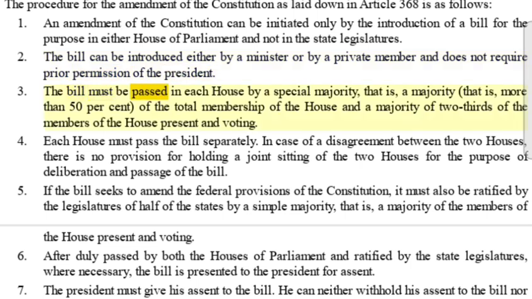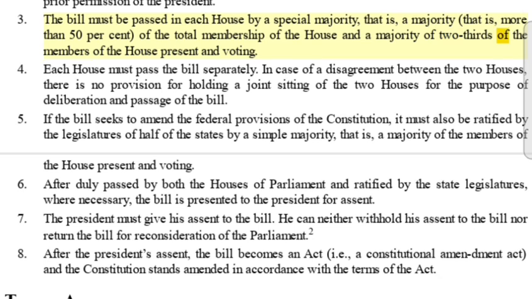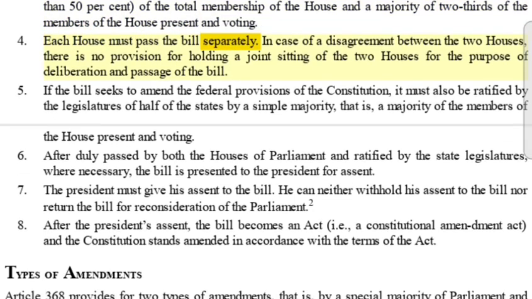3. The bill must be passed in each house by a special majority, that is, a majority of more than 50% of the total membership of the House and a majority of 2/3 of the members of the House present and voting. Each house must pass the bill separately. In case of a disagreement between the two houses, there is no provision for holding a joint sitting of the two houses for the purpose of deliberation and passage of the bill.